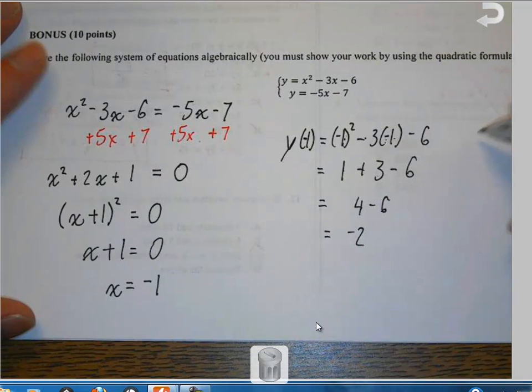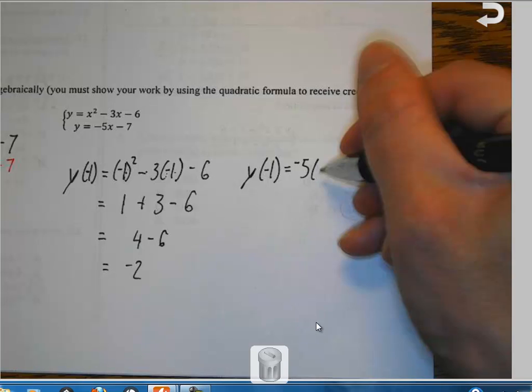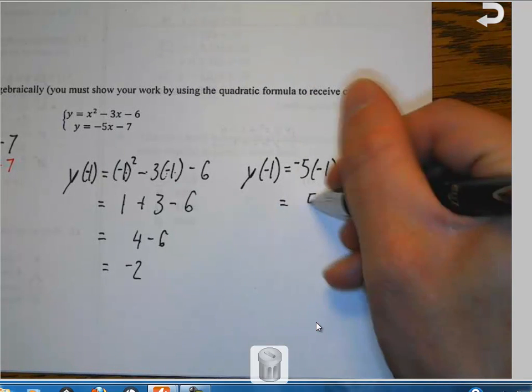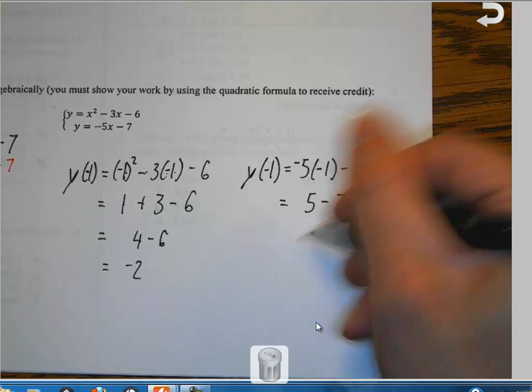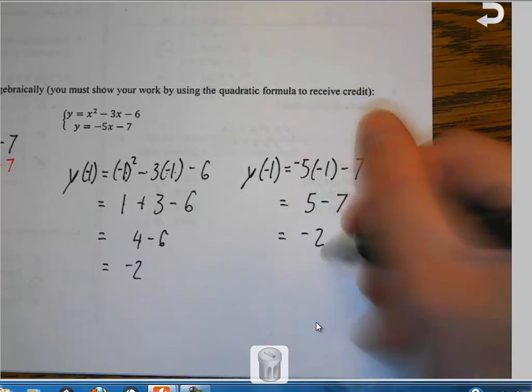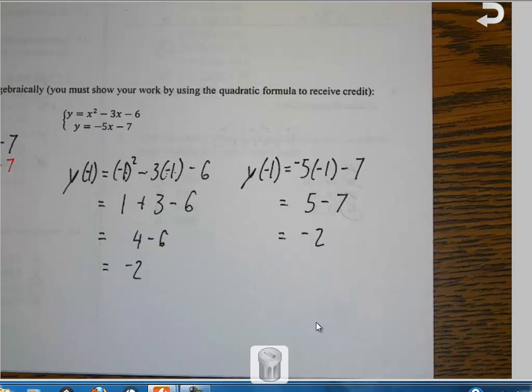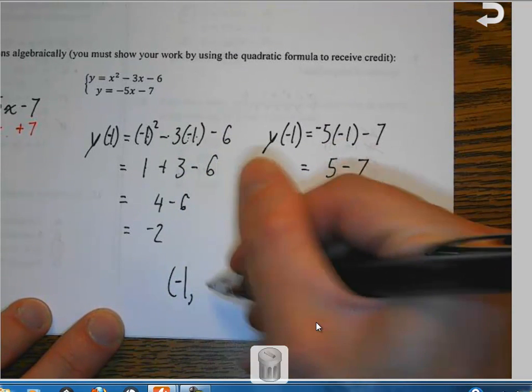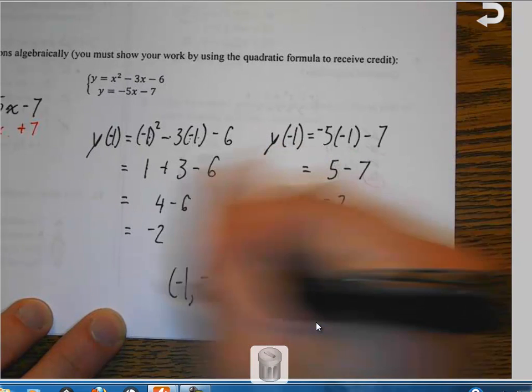And we have to make sure that that's consistent with the other one. Y evaluated at negative 1 is equal to negative 5 times negative 1 minus 7, which is positive 5 minus 7, which is equal to negative 2. And so lo and behold, in both cases, we are left with a solution: if x is negative 1, y is negative 2. And that's your final answer.